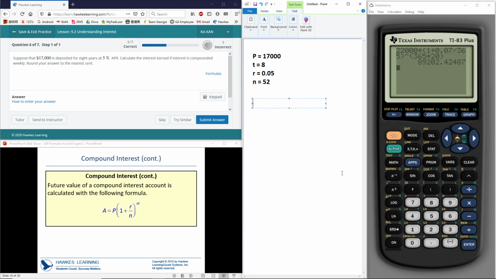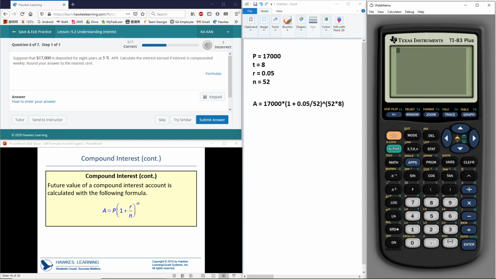So the accumulated number will be 17,000 times 1 plus 0.05 over 52, and then raise it to the power of 52 times 8. So let me make this bigger, like that. So let's put this in the calculator.